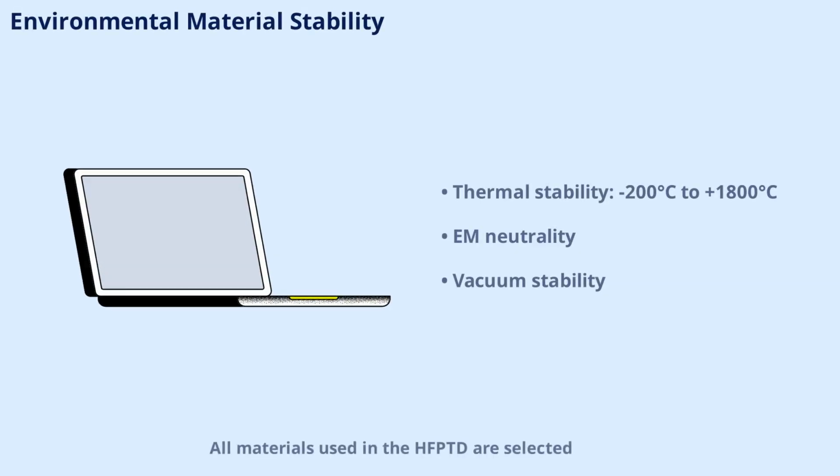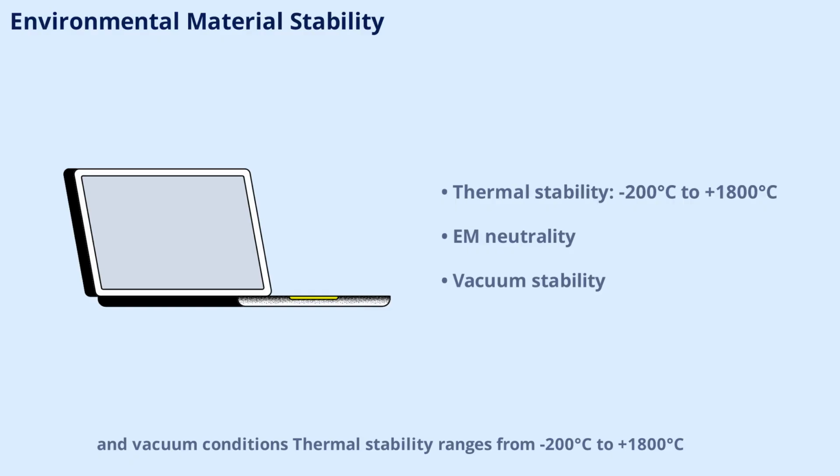All materials used in the HFPTD are selected for stability across a wide range of thermal, electromagnetic, and vacuum conditions. Thermal stability ranges from -200 degrees Celsius to +1,800 degrees Celsius with zero ferromagnetic response and minimal outgassing. These properties ensure that the craft remains operational and reliable in the harshest environments.